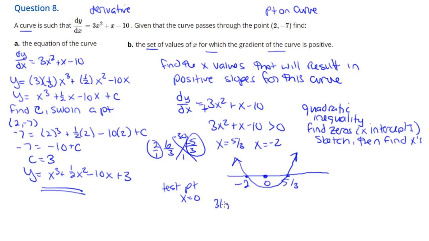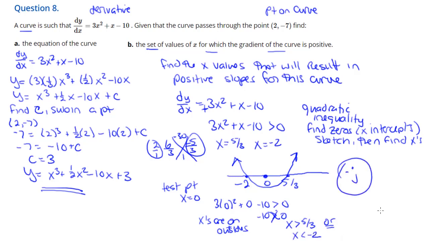So we're testing the point in the middle. And if I replace my inequality x's with zeros, it's going to end up saying -10 is greater than 0. Well, that's not true. So that means that the middle is not where my answers are. The x's must be on the outside. And so my x's are all greater than 5/3, or they're going to be less than -2. The word or is important.